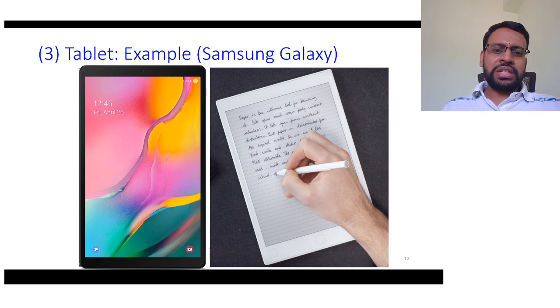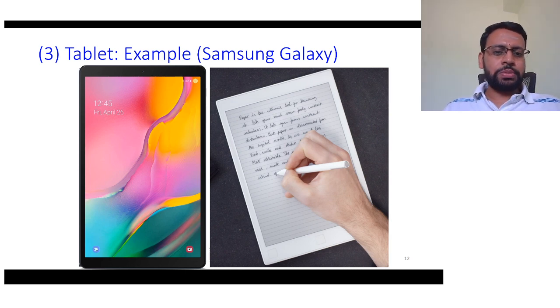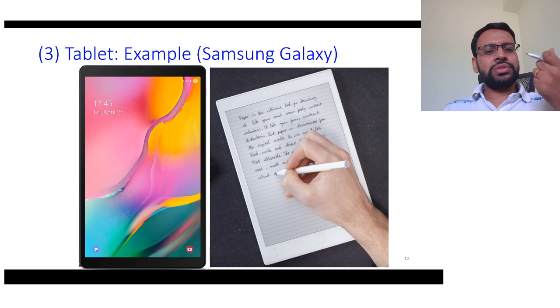And that's not the only one. Samsung has it and many other companies have it. So this allows you to write as if you are writing on a book, and of course you could do various stuff on top of it. In addition to writing, you could also record your video, audio, and many other things.